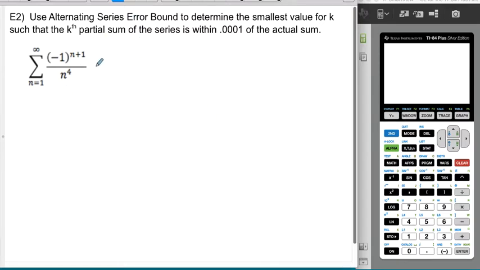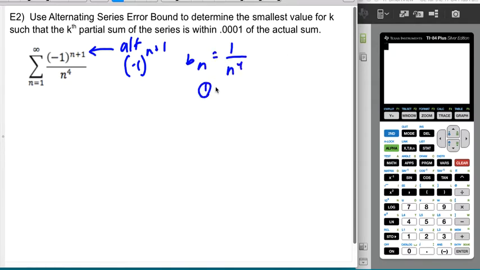So again, we can see that this is alternating, right? That's the negative 1 to the n plus 1. And then my b sub n term is 1 over n to the 4th, which definitely is decreasing and definitely approaches 0. So I can go ahead and apply the error test.